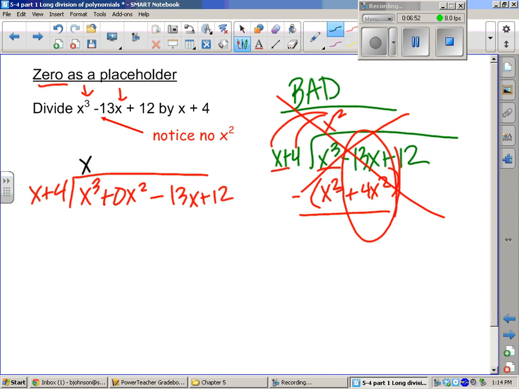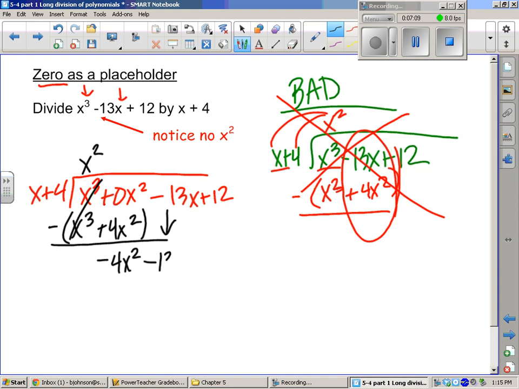Now when I put my x squared on the top and I multiply to both, I will get x cubed plus 4x squared. Put it in parentheses with subtraction on the outside. These match up and cancel. This will be negative 4x squared when I subtract. Bring down the next term, so that's minus 13x. I'm ready to start all over again.